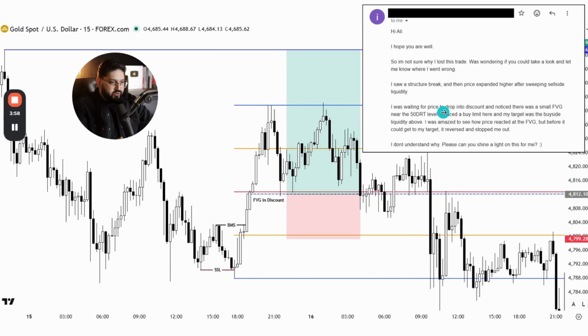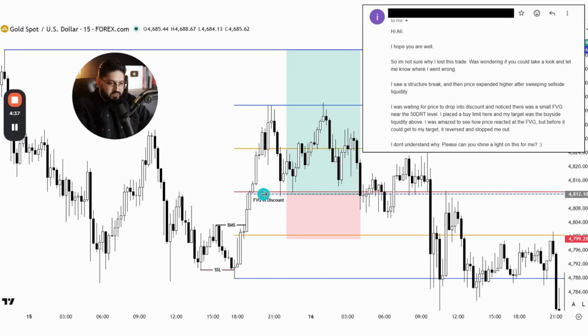I was waiting for price to drop into discount and noticed that there was a small fair value gap near the 50 DRT level. Here's the 50 DRT level. Here's a small fair value gap. That's a very small fair value gap, right? I placed a buy limit here and my target was the buy side liquidity above.